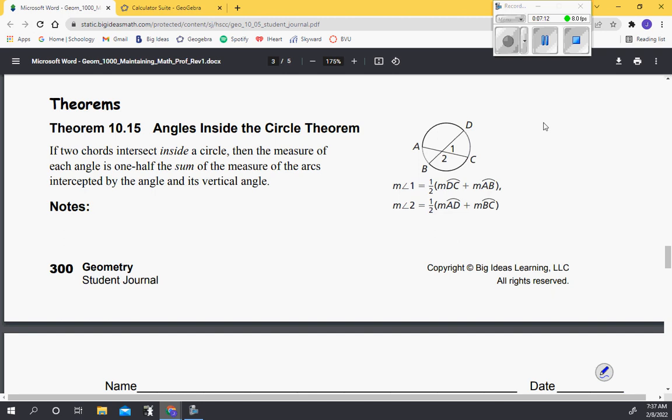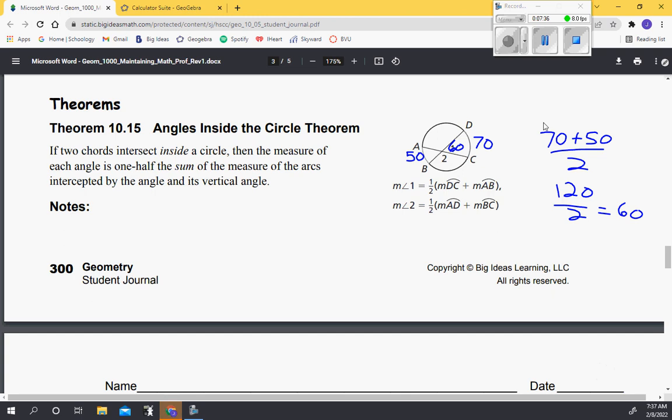So let's see if we can use another example. If this is, let's say, 70, and this is 50, find the measure of angle 1. You'd take 70 plus 50 and divide it by 2. 70 plus 50 is 120. Divide that by 2, you should get 60. So measure of angle 1 will be 60.